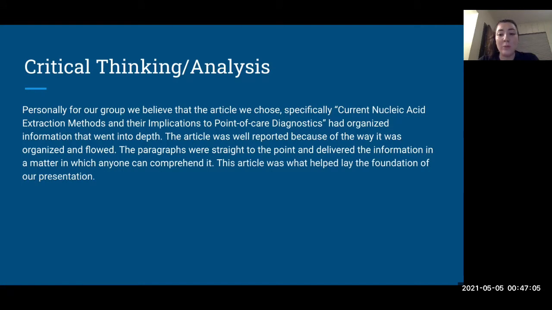This article was what helped lay the foundation of our presentation. The other articles we included in our references cited were good as well, but this was kind of our go-to article, and it just served more like a template.